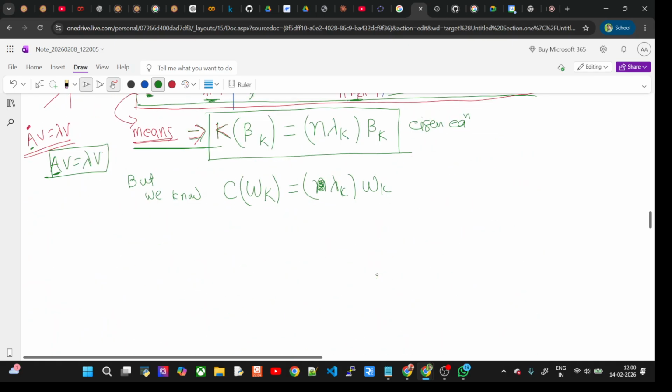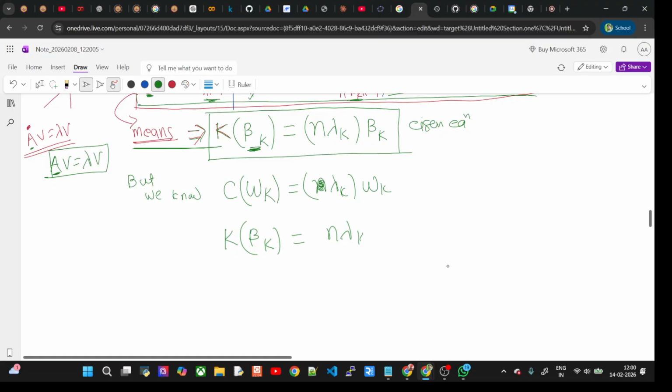So what happened now, we were knowing about alpha k, and every time we are listening about alpha k. So whether this beta k, because K into beta k equal to n lambda k.